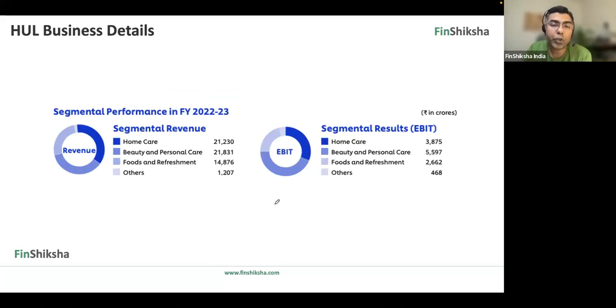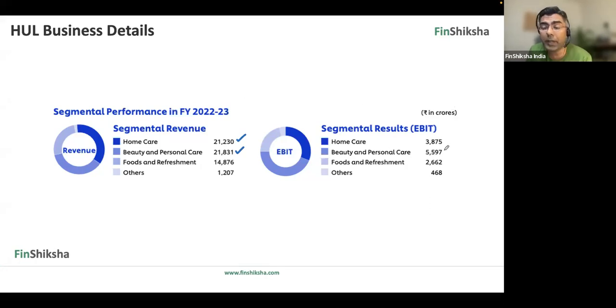In terms of how much of their revenue comes from what segment. So if you look at the overall segment of about 60,000 crore, nearly 35% coming from home care, 35% odd coming from beauty and personal care, and the remaining comes from food and others, essentially. And this is in revenue terms.